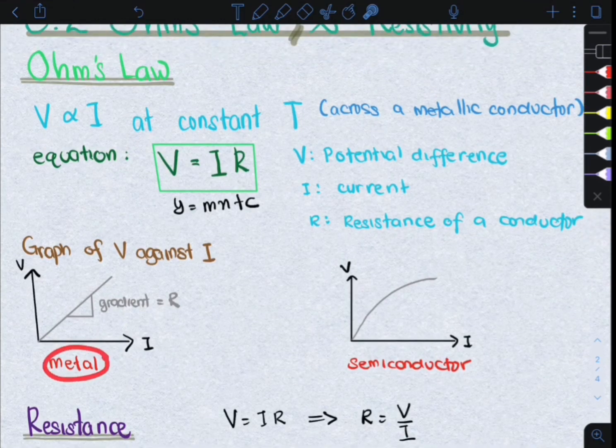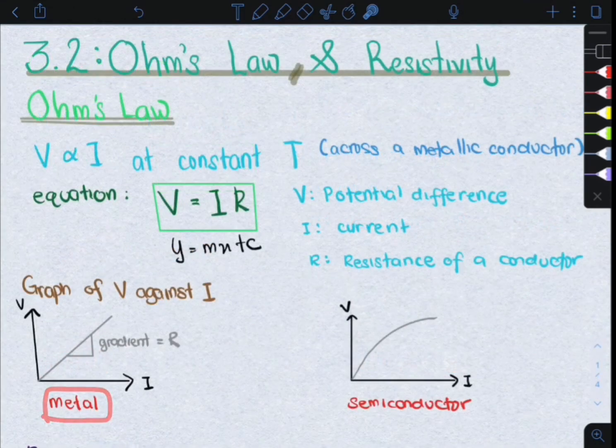This is only valid for metal, as Ohm's law itself states that V is only proportional to I in two conditions: at constant temperature and across a metallic conductor. If you were to have a semiconductor here, when you plot V versus I, you're not going to get a straight line graph. You're not going to get the relationship between V and I directly proportional here. No, for semiconductor, what you got here is an inversely proportional graph.